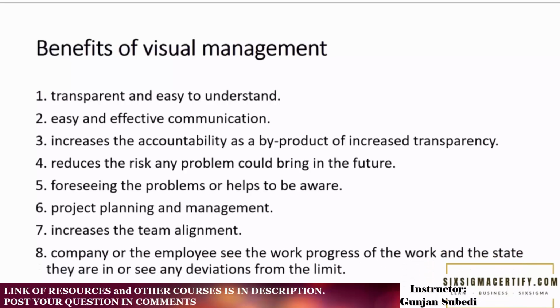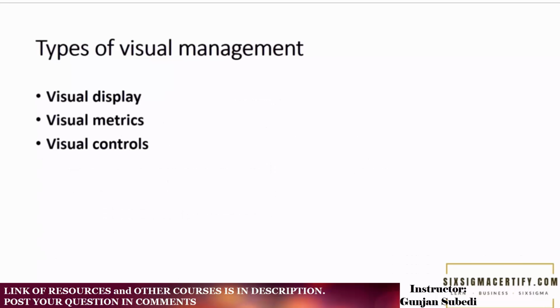It helps the company or the employee see the work progress and the state they are in, or see any deviations from the limit. Types of visual management: visual display, visual metrics, and visual controls.